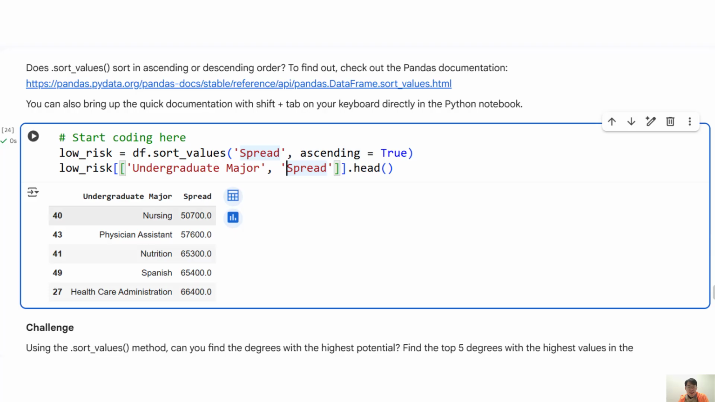So the least risky, or we can also say the major that doesn't bring you high potential, is nursing. It means that for those who graduate from the major, they earn pretty much the same in the income pyramid. And you can see the top 5 are all about healthcare or medicine related: healthcare, nutrition, physician assistant, only Spanish. So that's the only exception.